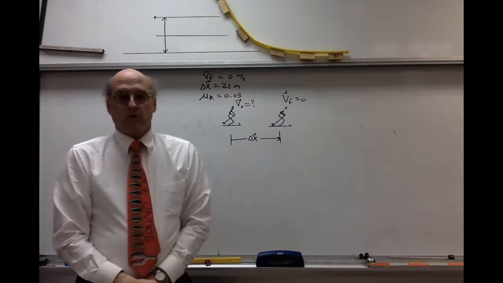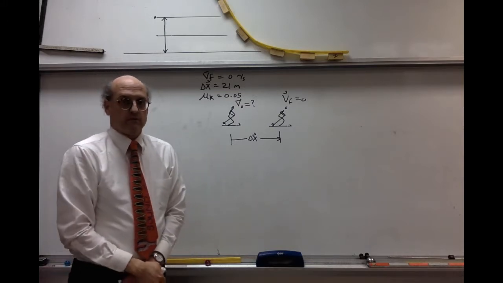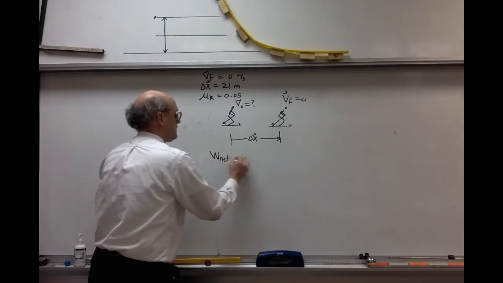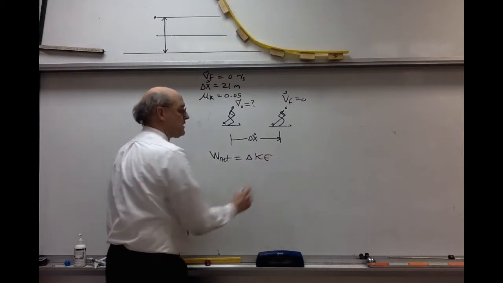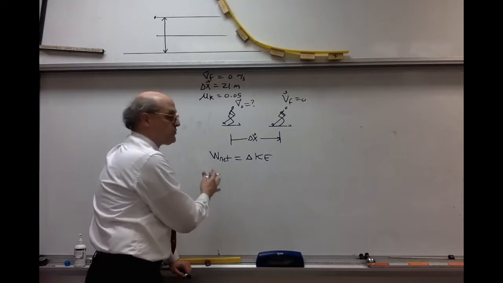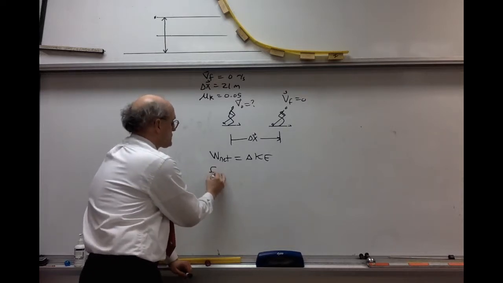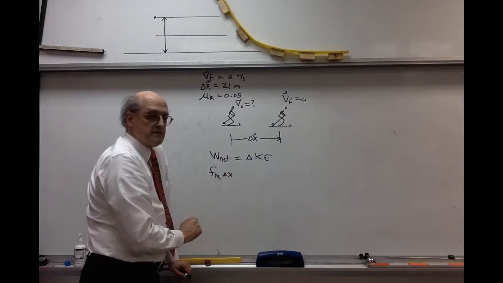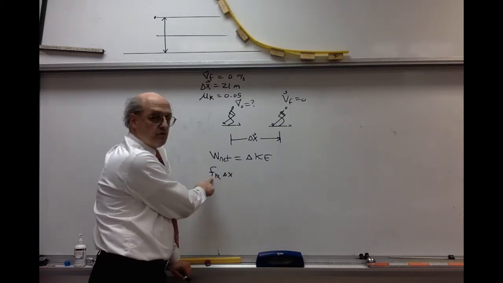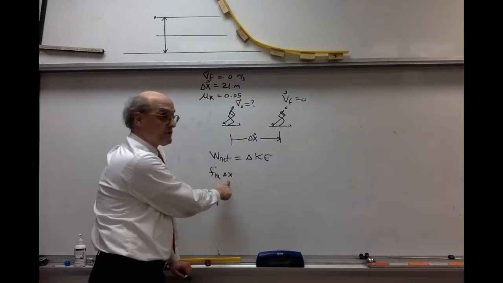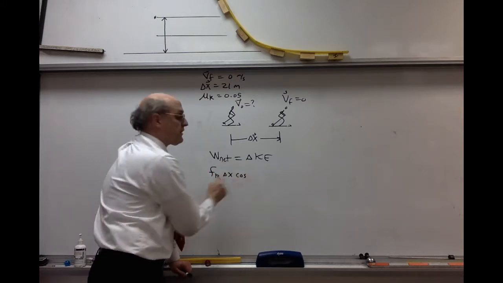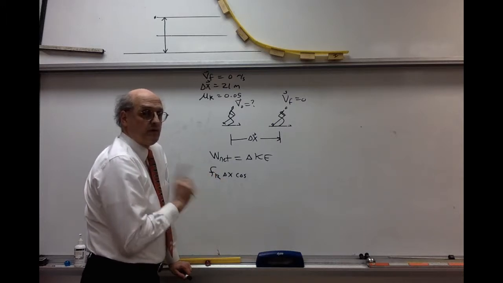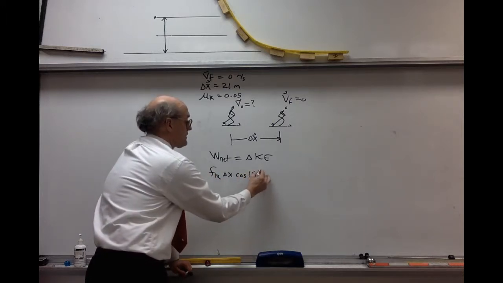So we're going to use the work kinetic energy theorem to solve this problem. So the net work is equal to the change in kinetic energy of the skier. What's doing the work is the force of kinetic friction. That does work over a displacement delta x. So we have the magnitude of the force of kinetic friction times the magnitude of the displacement, and then you multiply that by the cosine of the angle between those two vectors, which is 180 degrees.